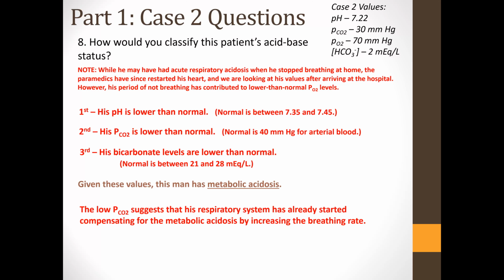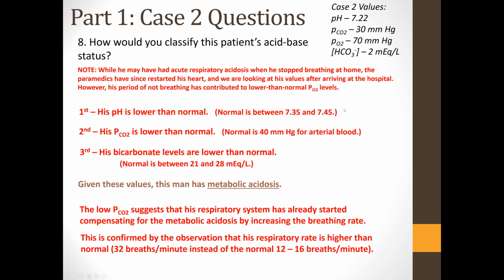So the low carbon dioxide level that he has actually suggests that his respiratory system has already started compensating for the metabolic acidosis by increasing his breathing rate. And this is confirmed by the observation that his respiratory rate is higher than normal, so he's currently breathing at 32 breaths per minute instead of the normal 12 to 16 breaths per minute.